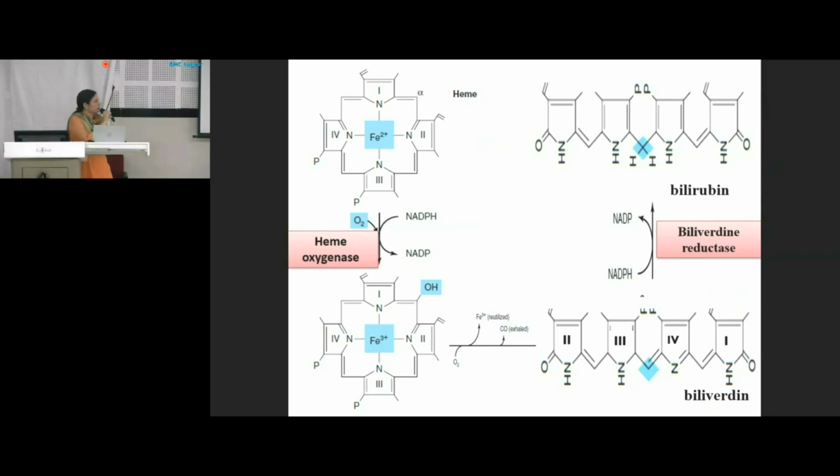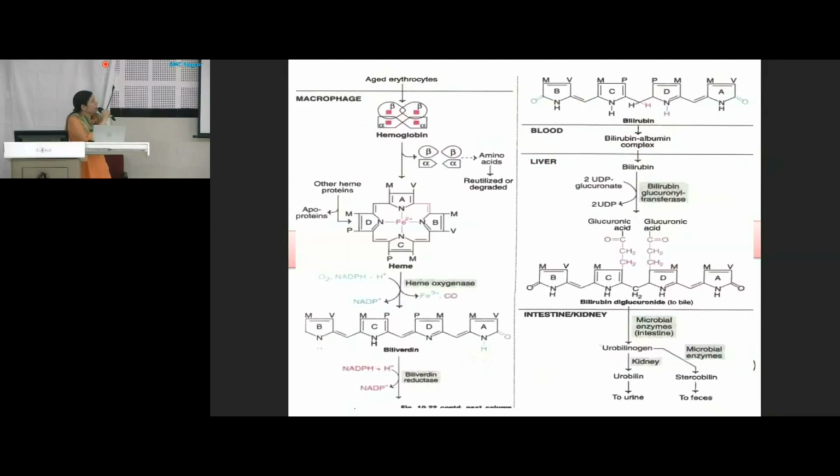So it is converted into a linear structure called biliverdin, and this biliverdin is excreted in birds and amphibia, and in human beings it is converted into bilirubin with the help of biliverdin reductase enzyme. It is also an NADPH dependent enzyme. From aged RBCs, hemoglobin is released, so globin is reutilized. Now this heme, in the presence of heme oxygenase, is converted into biliverdin, and this biliverdin in the presence of biliverdin reductase enzyme is converted into bilirubin.